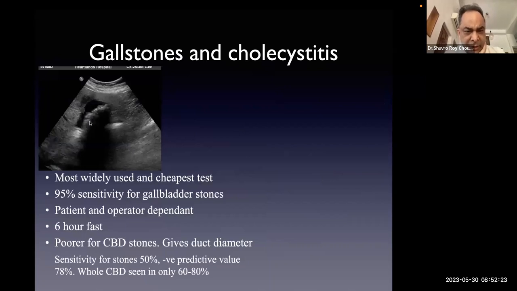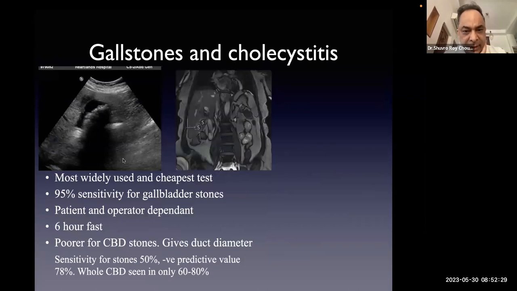So typically gallstone, acoustic shadowing, gallbladder wall not thickened, no pericholecystic fluid. This is coronal MRI, not a great picture, but this is to show the stone in the gallbladder. You can see the filling defects in the gallbladder that is packed with stones.